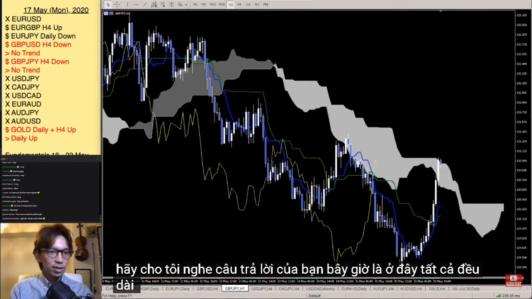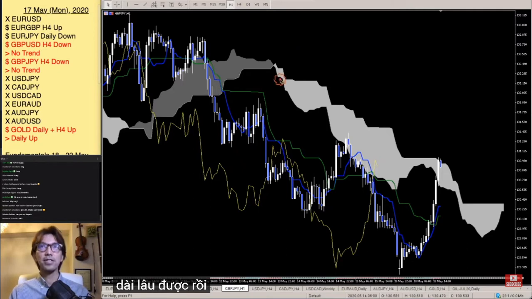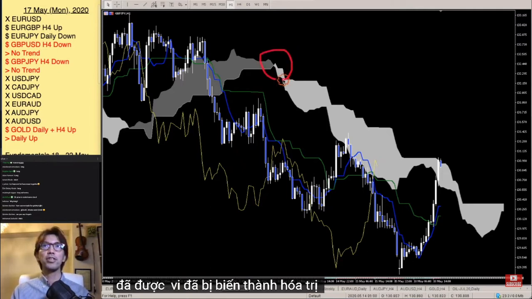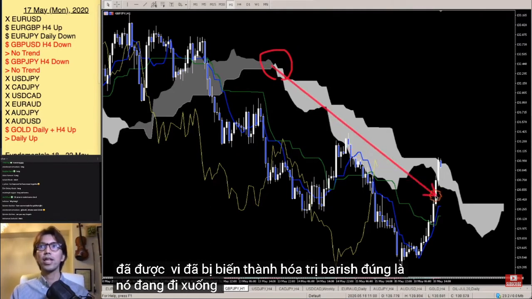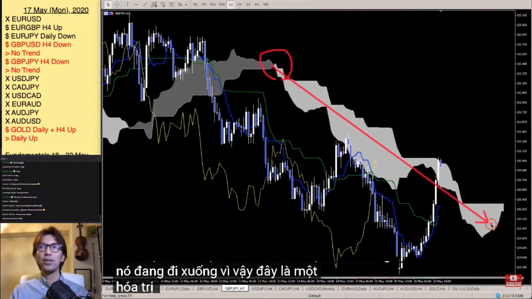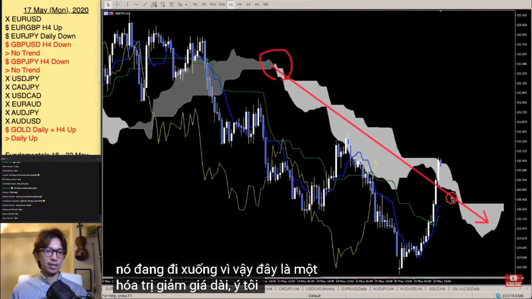All right, long. Okay, why long? Oh, long. It's long because ever since the Kumo has twisted to a bearish Kumo, it's been going down. So this is a long bearish Kumo, is what I mean.